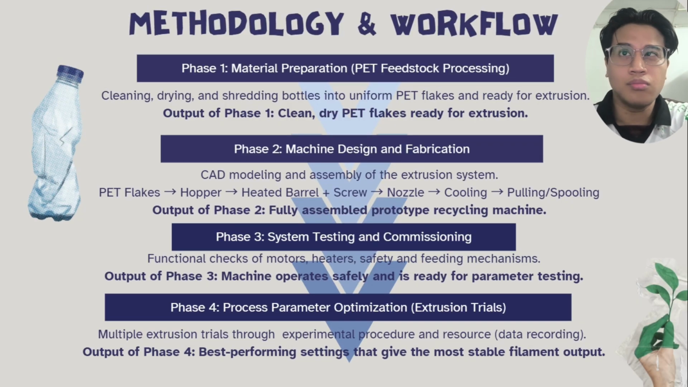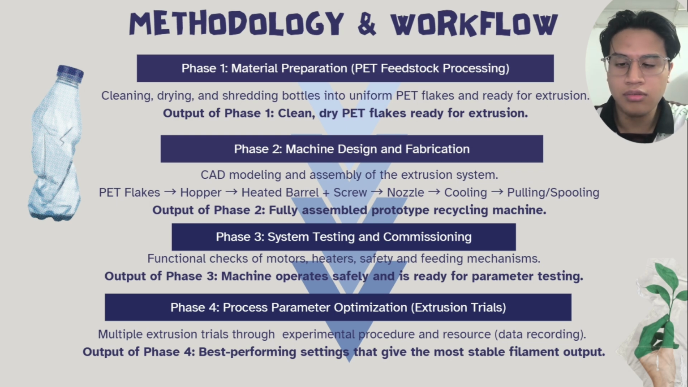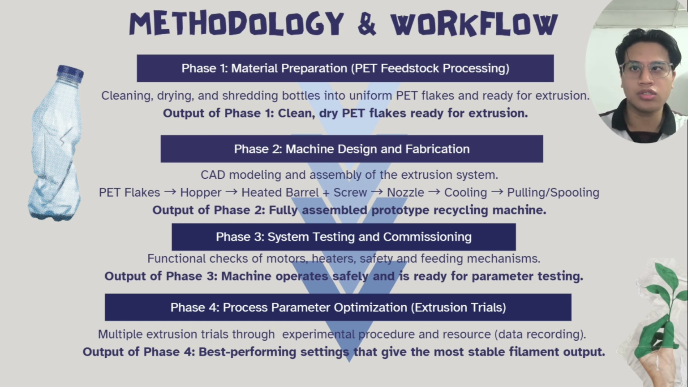Okay, for methodology and workflow, phase 1 is material preparation and PET feedstock processing, which is cleaning, drying and shredding bottles into uniform PET flakes ready for extrusion. The output of phase 1 is clean and dry PET flakes ready for extrusion.